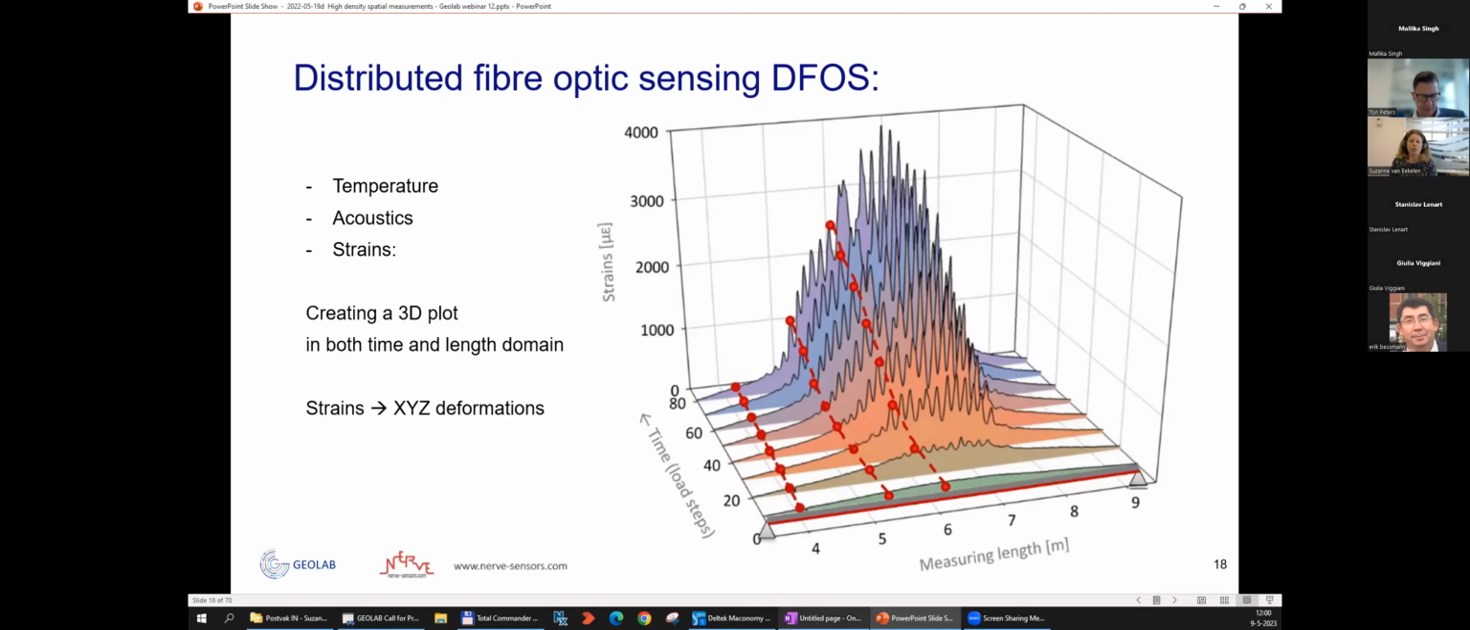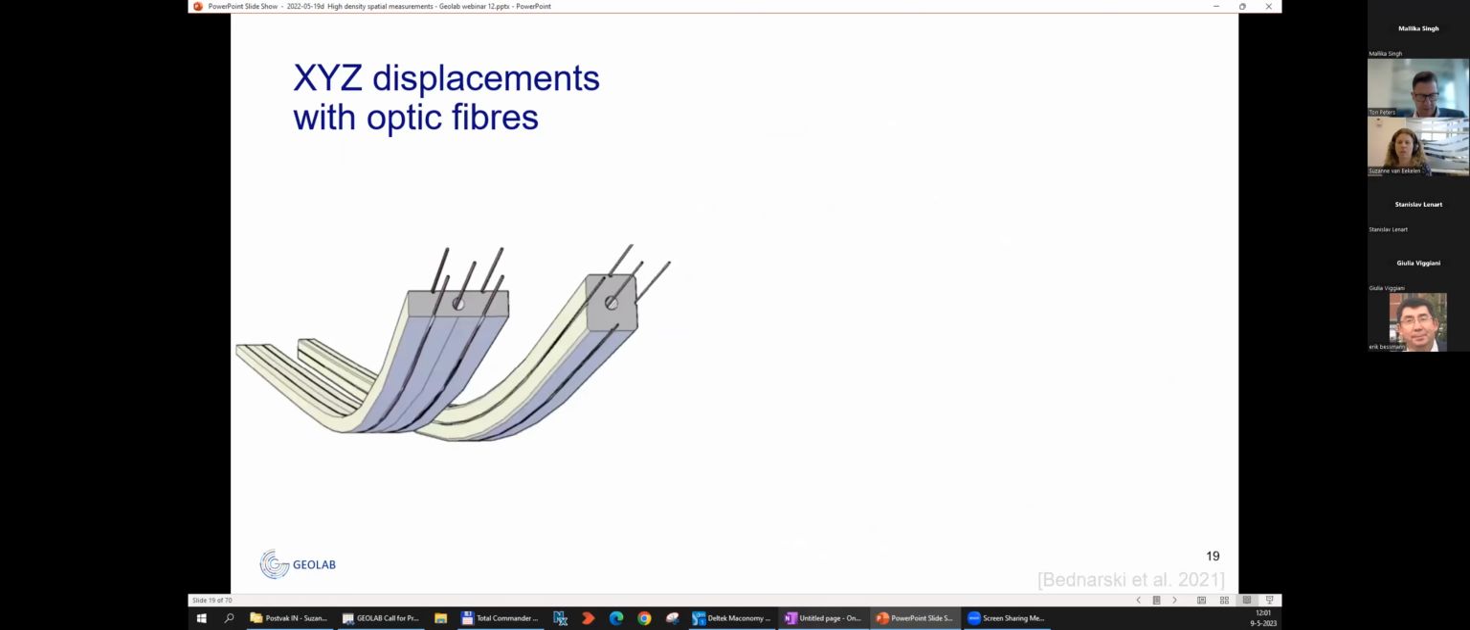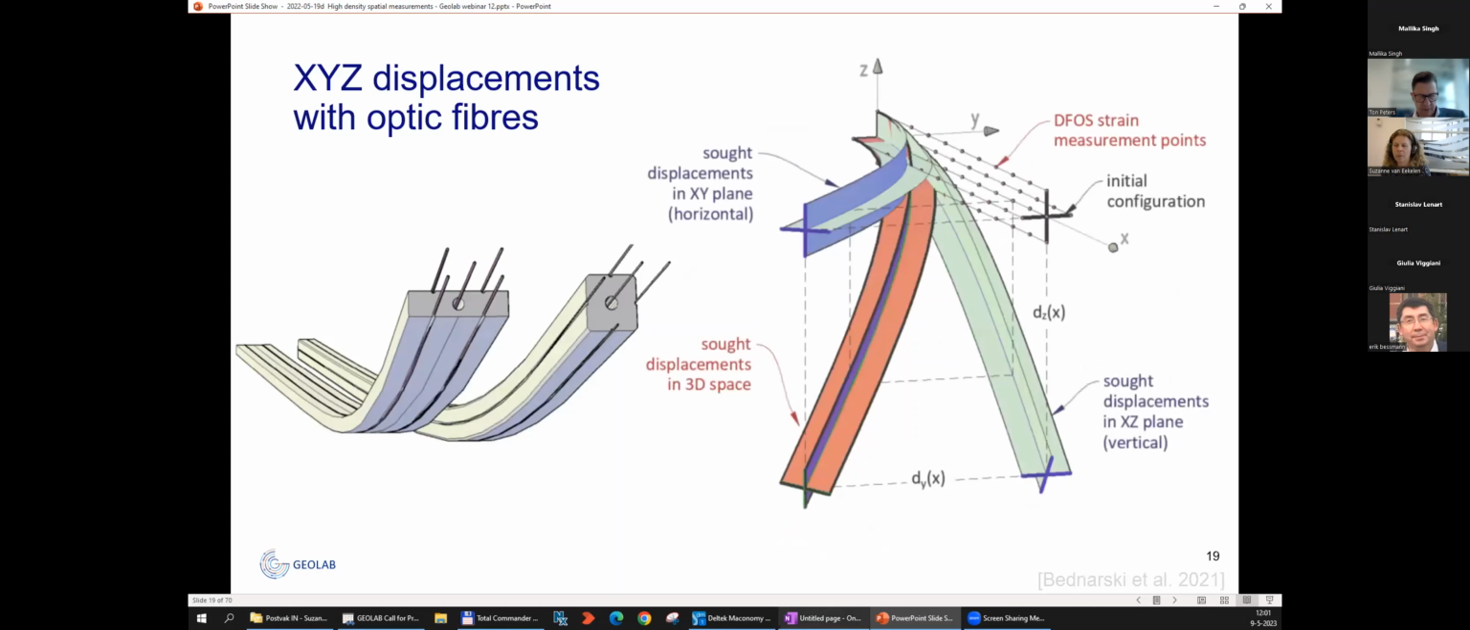Now, from these strains, it is possible to determine XYZ deformations, and I am personally very enthusiastic about this new development. The basic idea is to make a combination of several optic fibers, for example, like this. And when we have this combination, then we can determine the XYZ deformation in the soil body exactly.